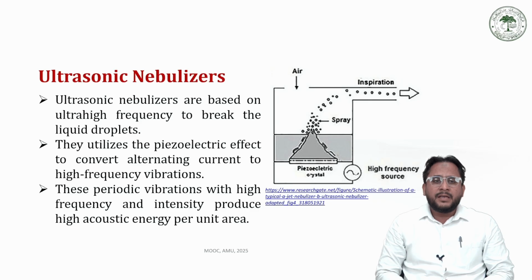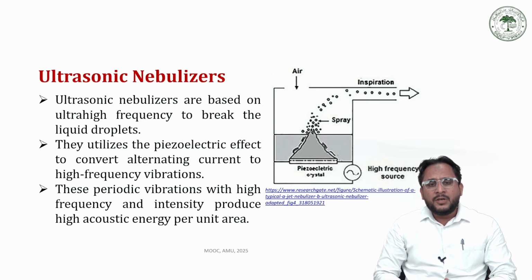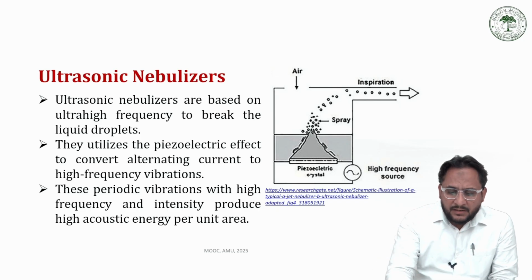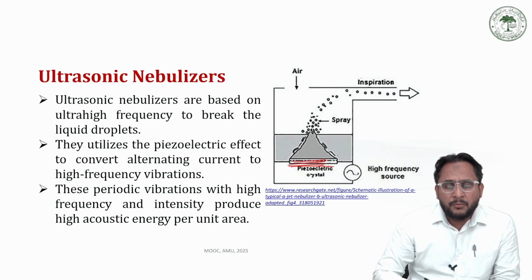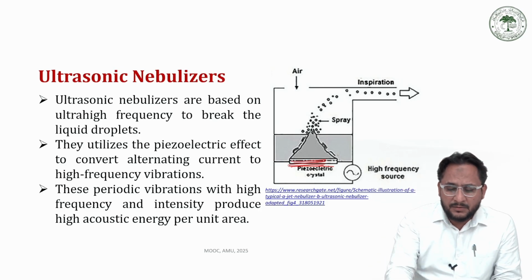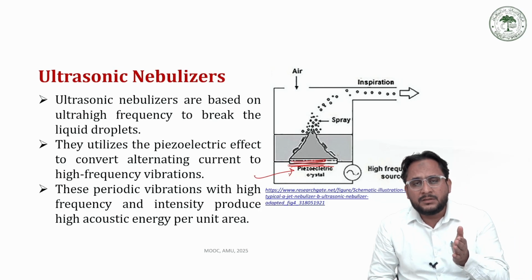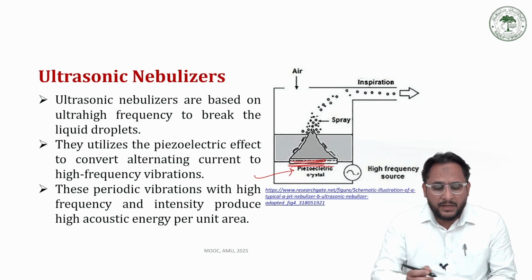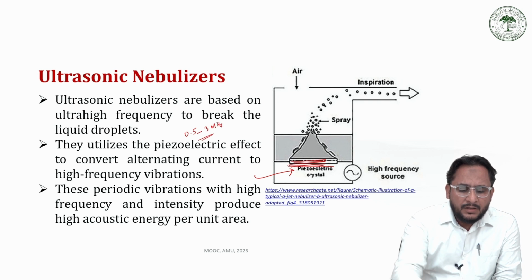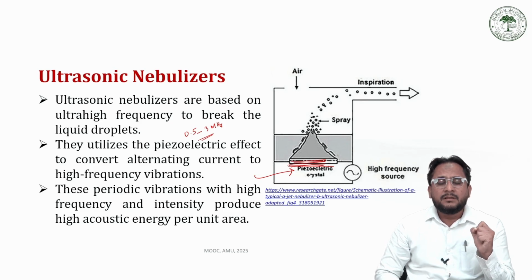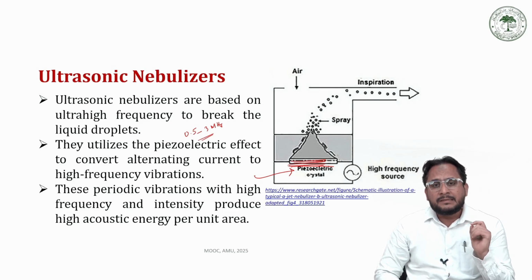As the name reflects, these ultrasonic nebulizers work on the principle of the piezoelectric effect. There is a piezoelectric crystal placed in the middle of these nebulizers. Upon receiving an electrical signal, this piezoelectric crystal starts vibrating at very high speed. The frequency of this crystal is around 0.5 to 3 megahertz, which is very high. 3 megahertz means 3 times 10 raised to the power 6 cycles per second.